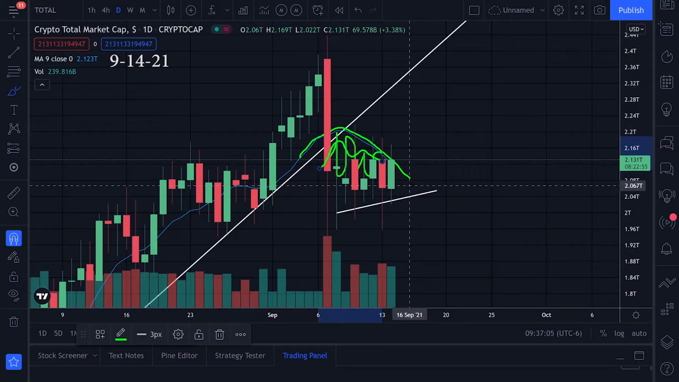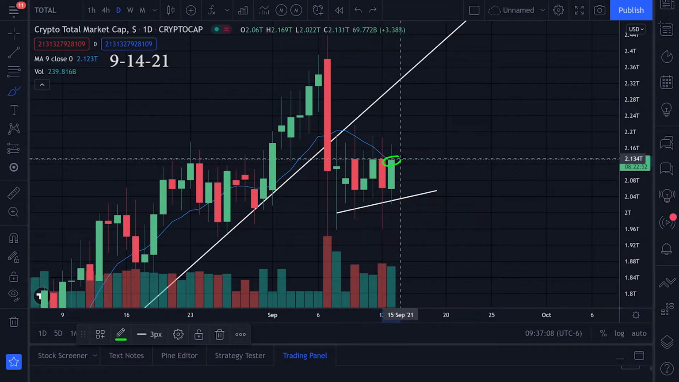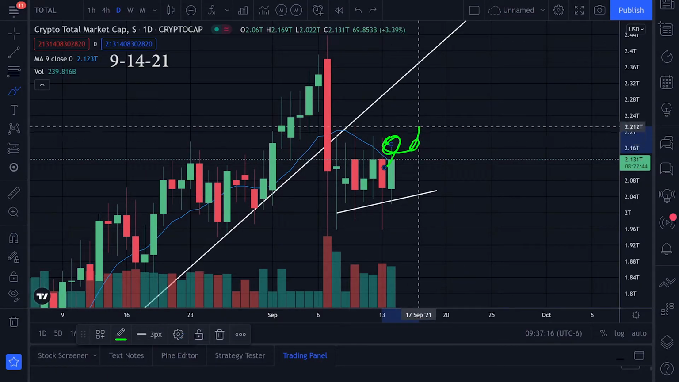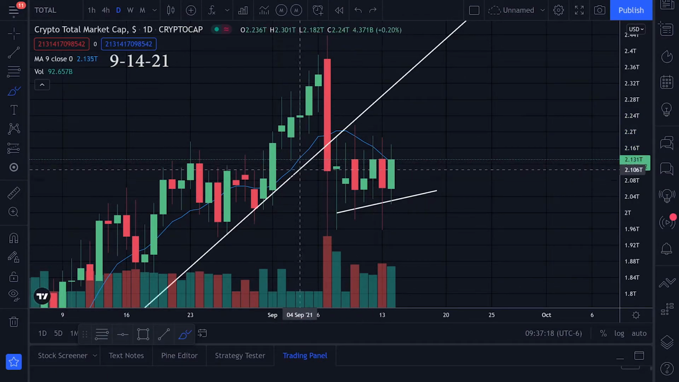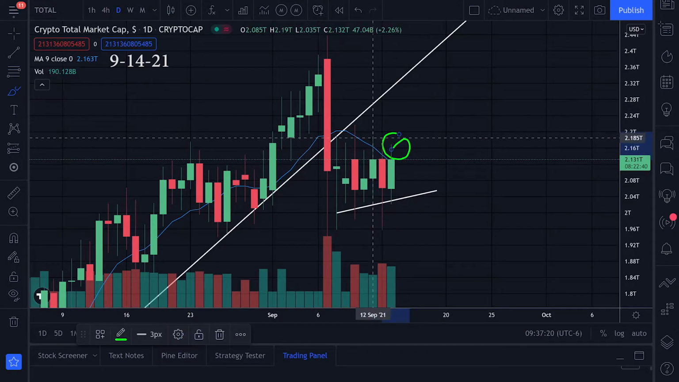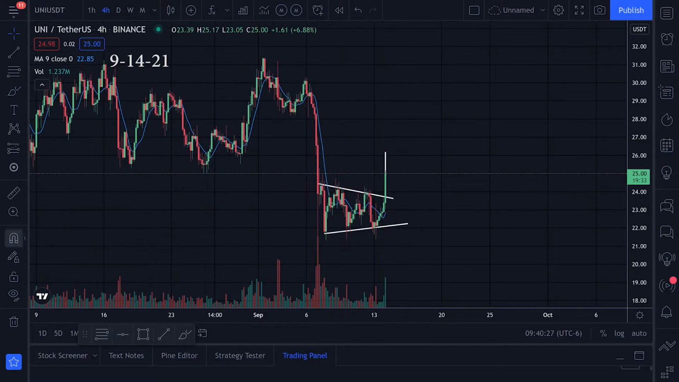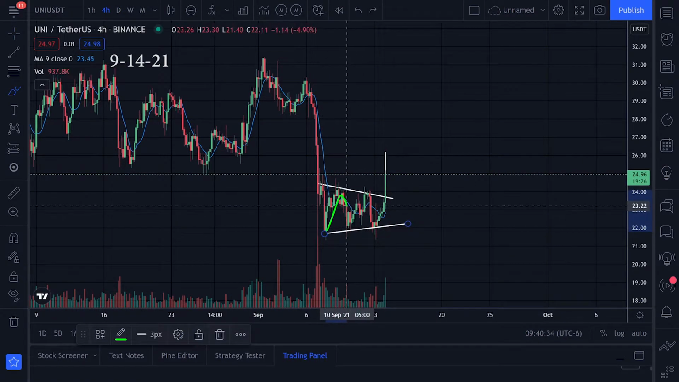Every time we came into it, we're getting rejected. And right now, it looks like we're right in between it. It looks like we're testing it. It looks like we broke above it. Let's see if we can really break above it. And then let's see if we could really stay above that and get a nice move to the upside. I think if we could break above this, this might act as support instead of acting as resistance like it's doing right now.